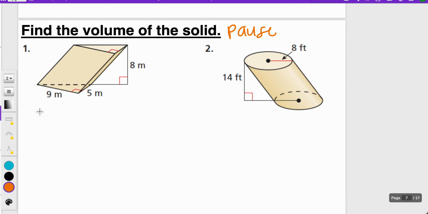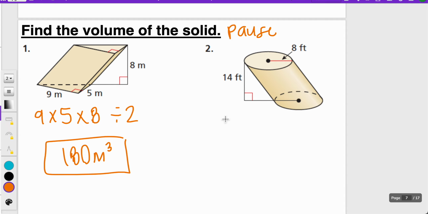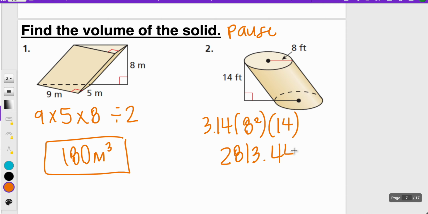All right, for this one, we just did 9 by 5, because that's your triangle, times the height, which is 8, and then divide everything by 2. We get 180 cubic meters. And then over here, we did pi times 8 squared for your circle, and then times the height of 14. We get 2,813.44 cubic feet.